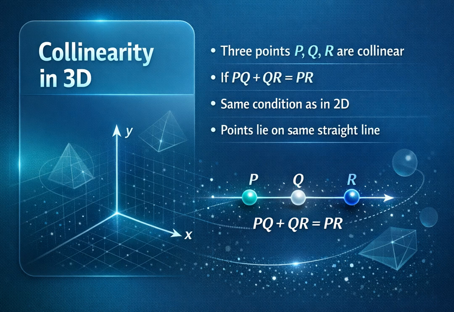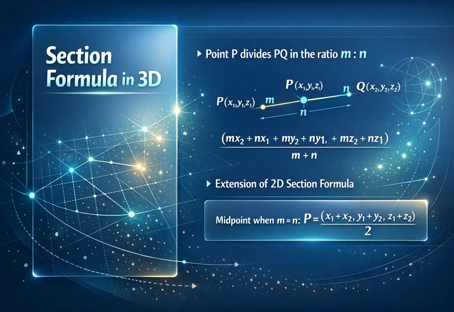Calculate all three distances using the distance formula, and if the sum of 2 equals the third, the points are collinear. The section formula in 3D finds a point dividing a line segment in a given ratio. If point R divides PQ in ratio m:n, then R's coordinates are (mx2 + nx1)/(m + n), (my2 + ny1)/(m + n), (mz2 + nz1)/(m + n). This extends naturally from the 2D section formula by adding the z-coordinate.